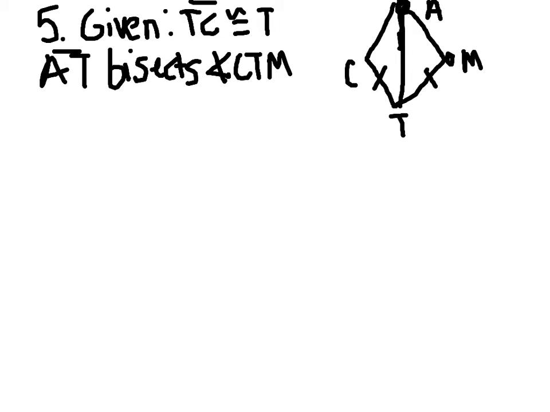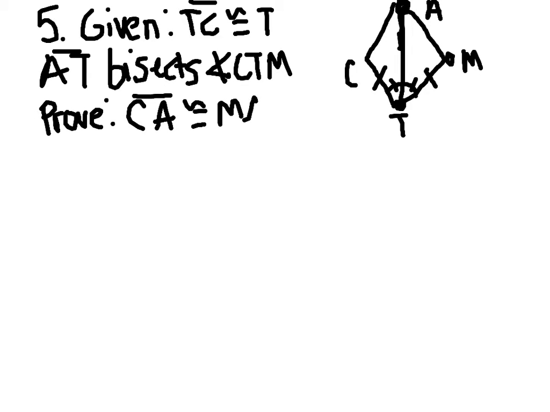Remember, a bisector cuts an angle into 2 equal parts. So you want to be really careful that you remember what that bisector is cutting. So many people want to say, oh, the definition of a bisector is AT. Remember, in the given, it's telling you that it's bisecting angle CTM. And we're trying to prove that CA is congruent to MA.